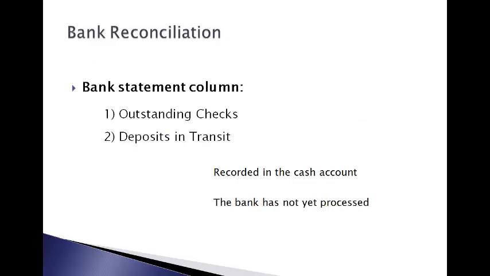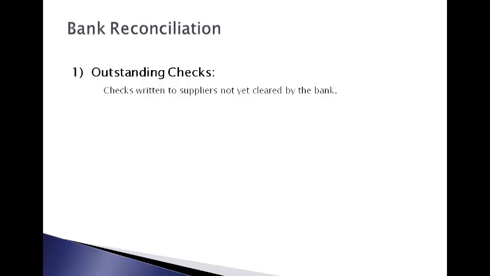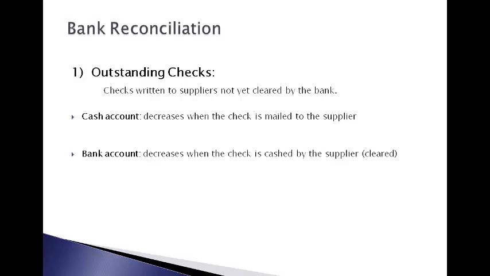Items the bank has not yet processed that the company has recorded are written in the bank statement column. The two most common items are deposits in transit and outstanding checks. Checks written to suppliers may not be taken to the bank by suppliers immediately. Checks that have been written and not yet cashed by the bank are referred to as outstanding checks. The cash account is decreased on the day a check is mailed to the supplier. The bank account decreases when the check is cashed by the supplier and the supplier is paid cash from the company's account.